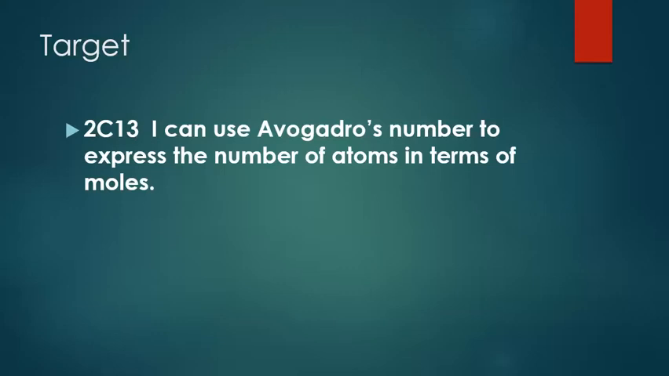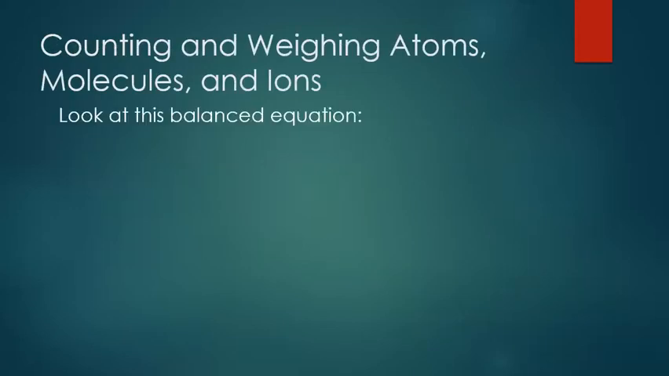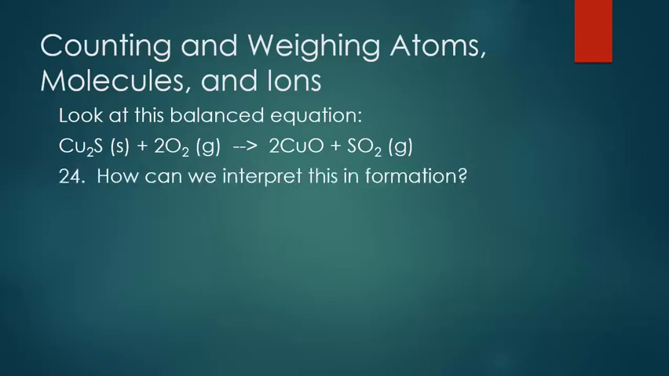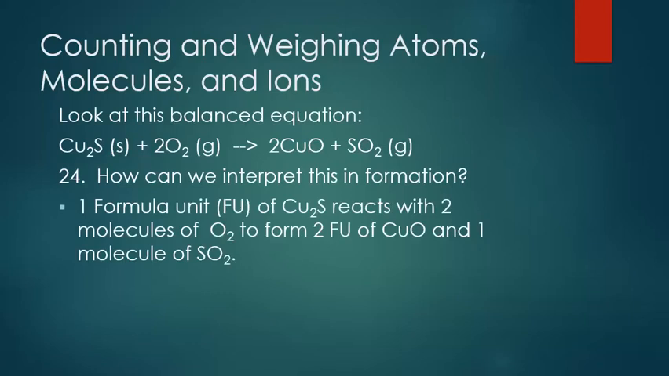So, here we go with this target. I can use Avogadro's number to express the number of atoms in terms of moles. So, let's look at this balanced equation: Cu2S plus 2O2 yields 2CuO plus SO2. Okay? What does it mean? How can we interpret this information?